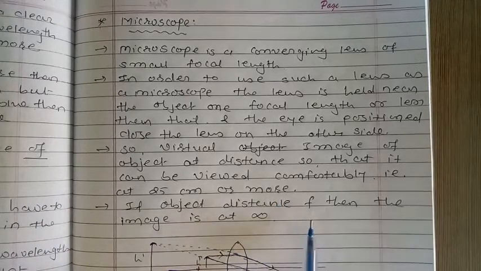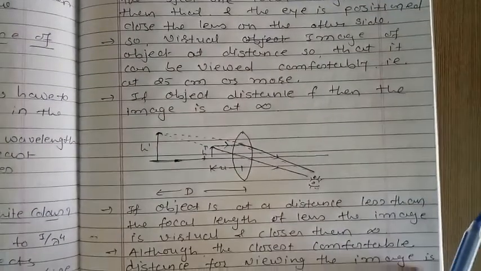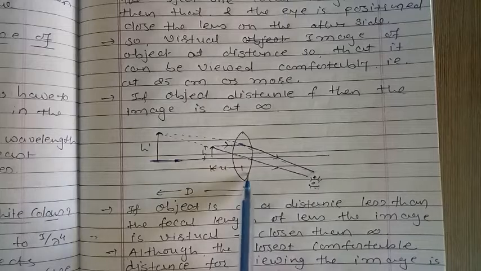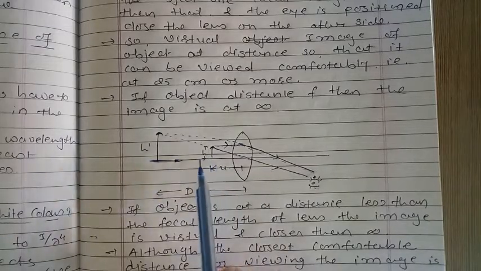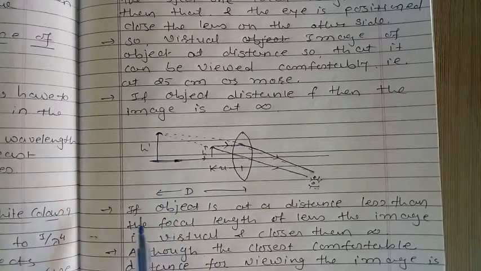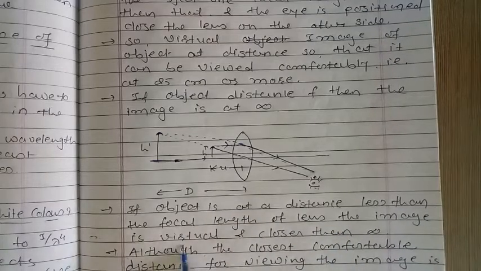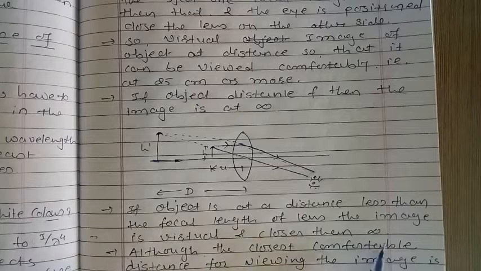If the object distance is f, then we know the image is at infinity, right? So here you can see that this is the lens. Here the object is placed less than the focal length, so we can get the virtual image closer than infinity. So if an object is at a distance less than the focal length of the lens, the image is virtual and closer than infinity. Although the closest comfortable distance for viewing the image is 25 centimeter, right?